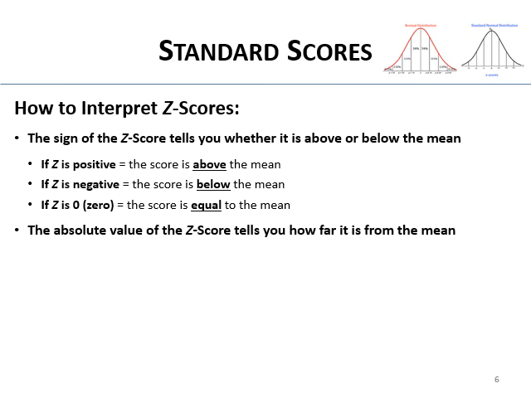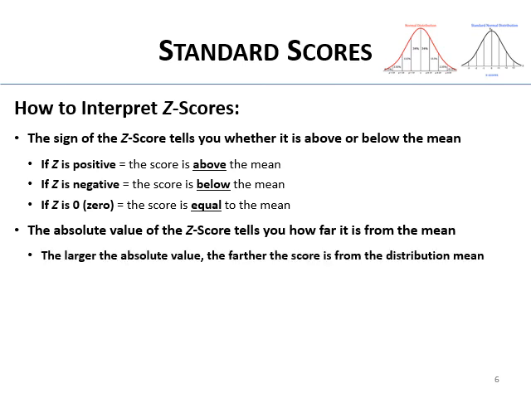The absolute value of it tells you how far. So if you ignore the sign and just look at the absolute value, a bigger absolute value is further from the mean. The sign tells you if it's below or above. So the larger the value, the more different it is from the mean. And the interpretation is in standard deviation units.